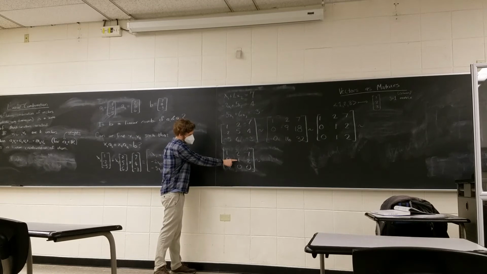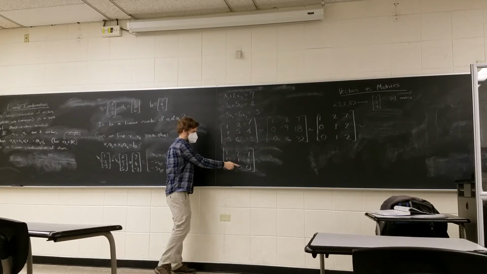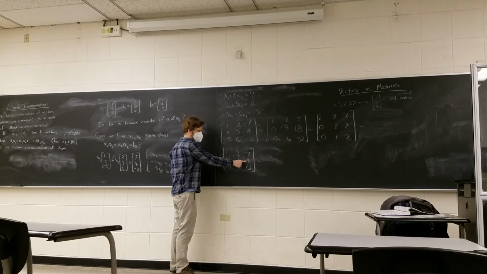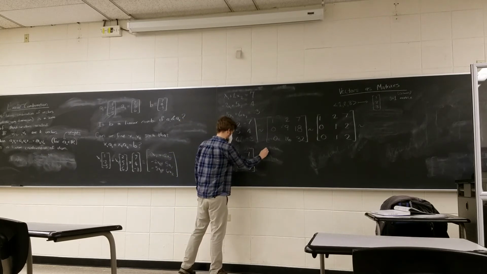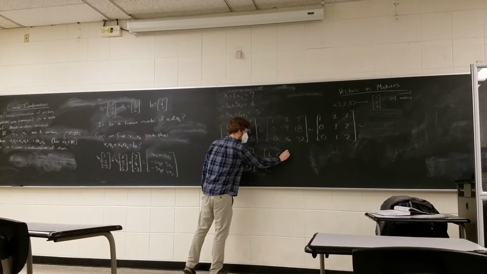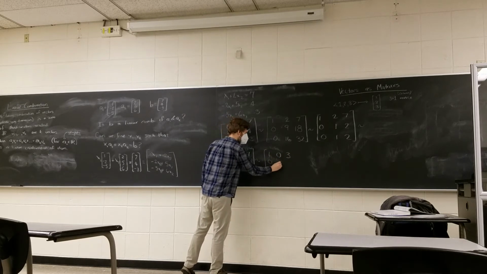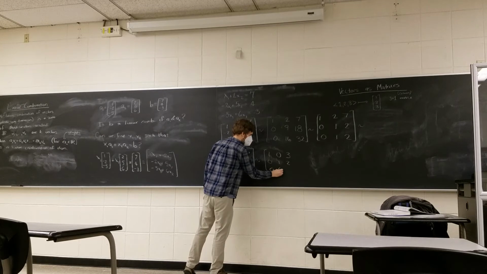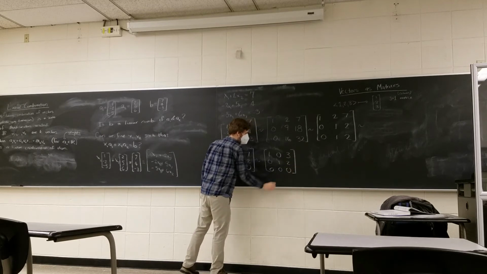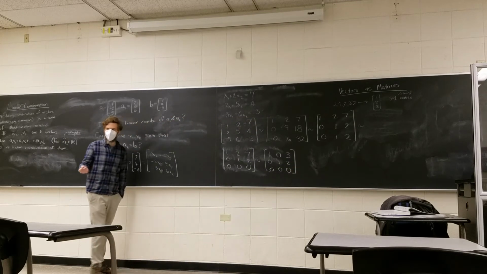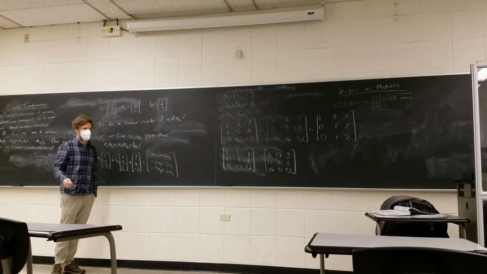So negative 2 times this. So negative 2 times 1, negative 2, get that there. Negative 2 times 2 is negative 4. So this becomes a 3. 1, 0, 3. 0, 1, 2. 0, 0, 0. Did we find a solution? Yes.